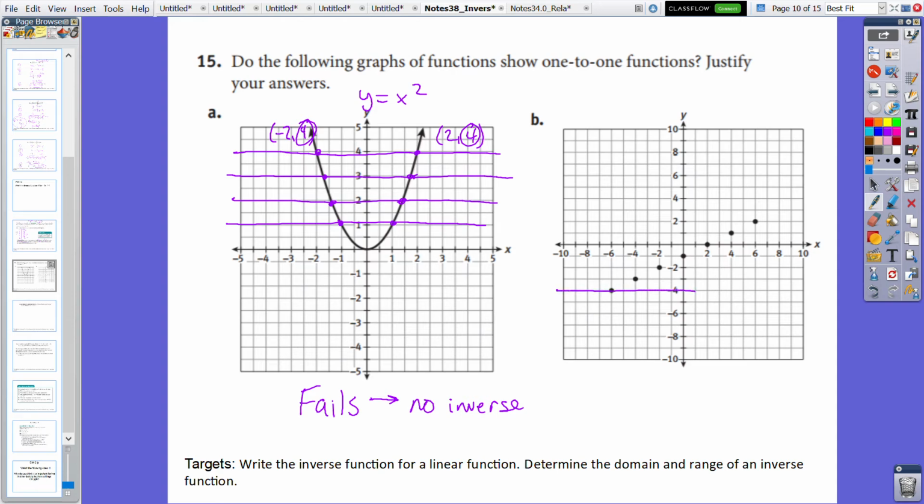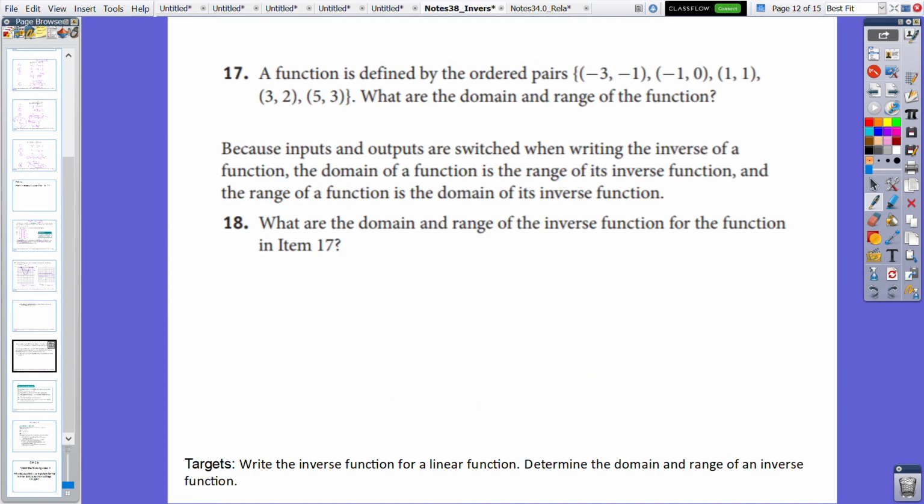And then if I draw horizontal lines through this function over here, which is a discrete function, or has a discrete domain, notice how every time I draw a horizontal line, there is exactly one value here. That means that this passes, and that means that for this function, there is an inverse. Now, how do we find the inverse of a discrete function like this? Well, let's take a look.